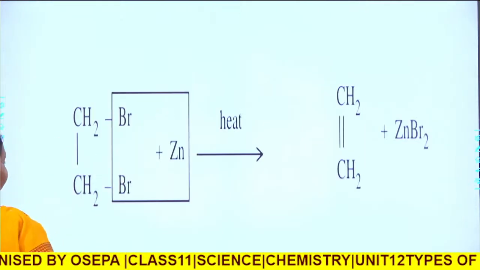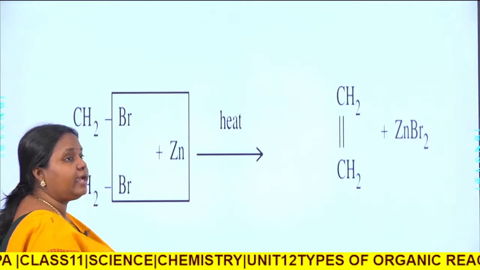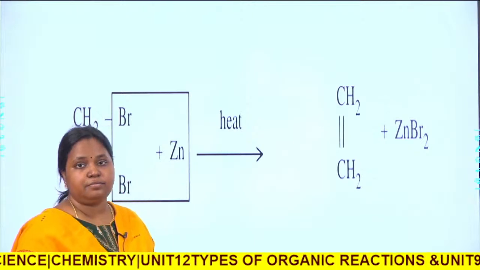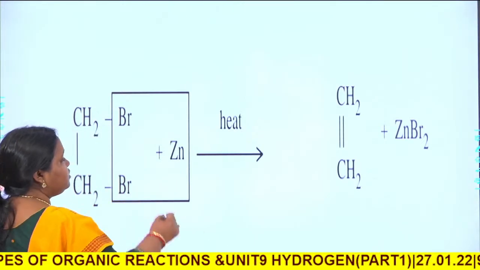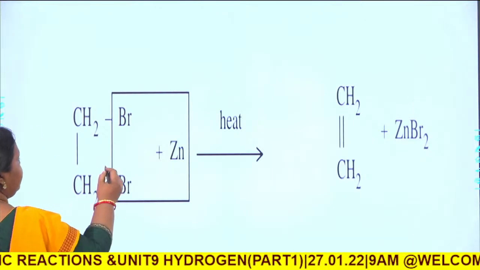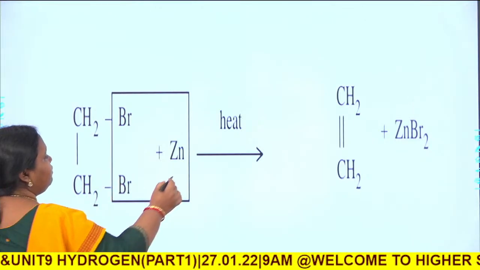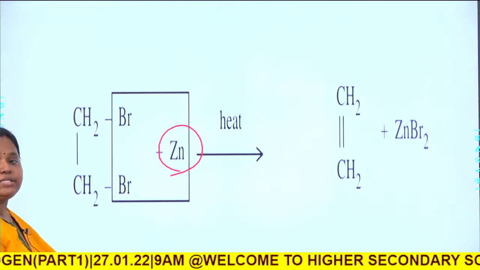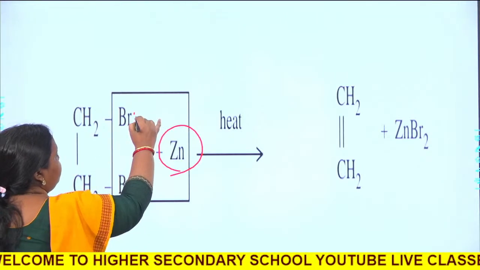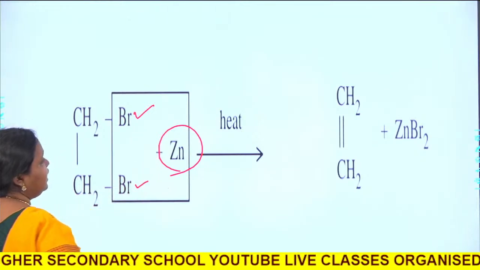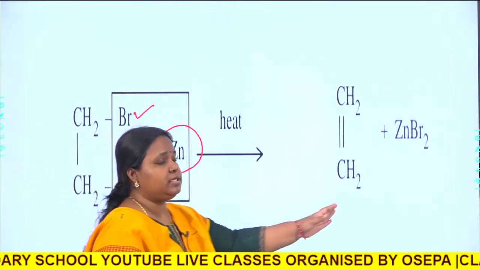Next reaction: elimination reaction can occur if atoms are lost from the same molecule or from adjacent molecules. This is also a very important reaction. This is the reaction of alkyl halides with zinc. In presence of zinc, the halogen atoms are removed from the adjacent atoms. As a result, we get alkenes.